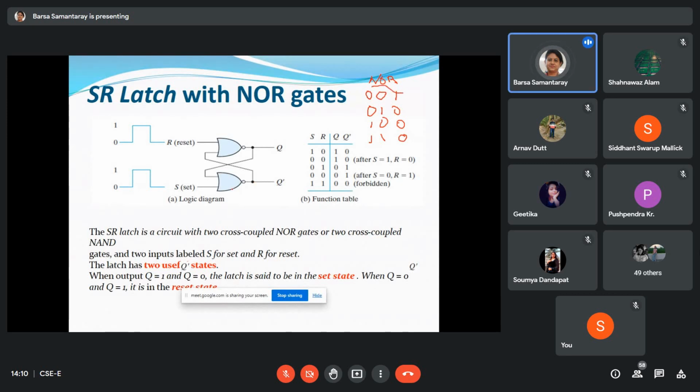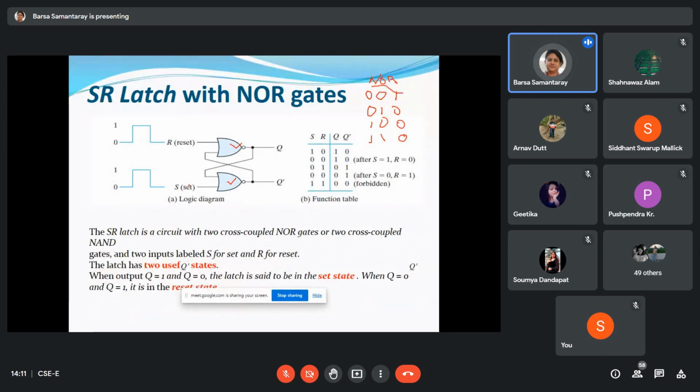Okay. So this is the NOR gate and this is the NOR gate. First we know the NOR truth table. And here two inputs are there, one is set, another is reset. Because we want the content of that memory to be either set, meaning 1, or reset, meaning 0. To do that, we will use two inputs, S and R.